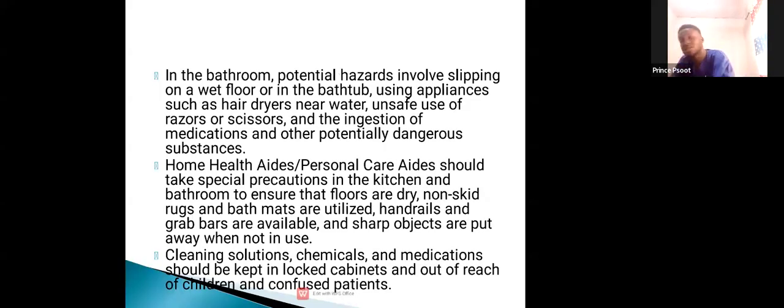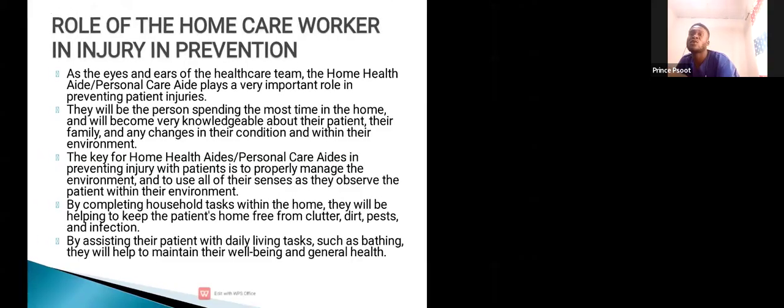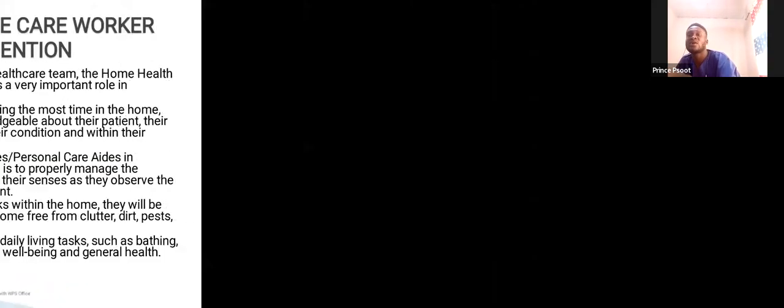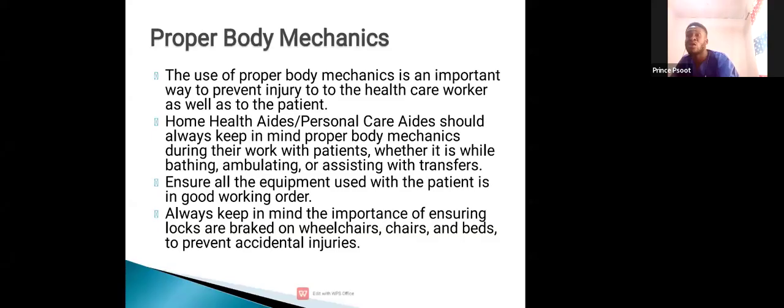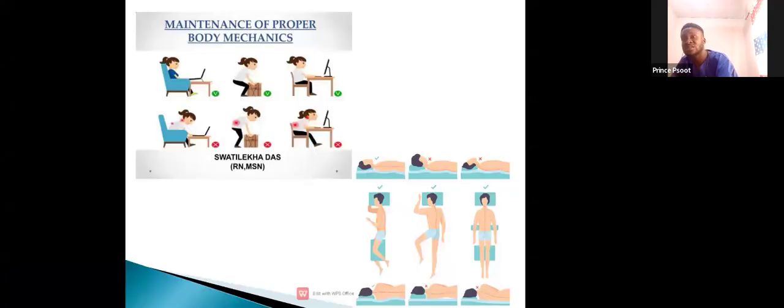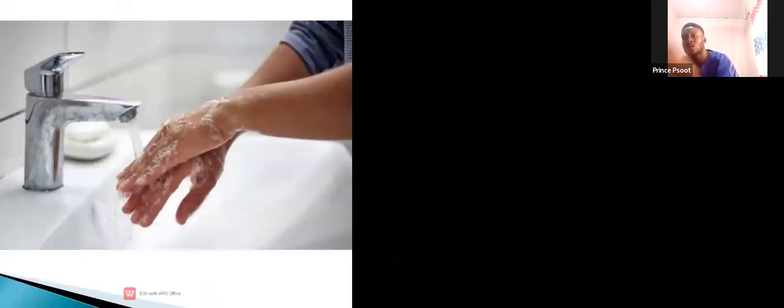We talked about the toilet and the kitchen. So we talked about the role of the home healthcare aide or healthcare worker in the prevention of injury. We mentioned proper body mechanics as a way you can prevent injury as well, and we also mentioned hand washing as a way of preventing injury.